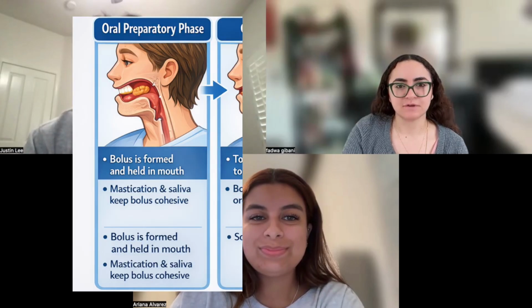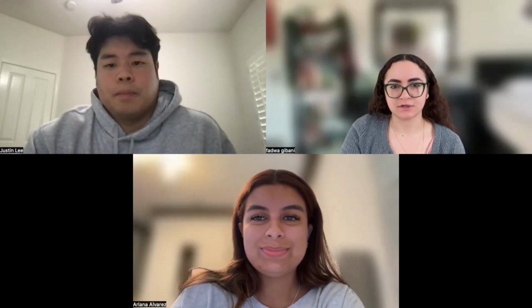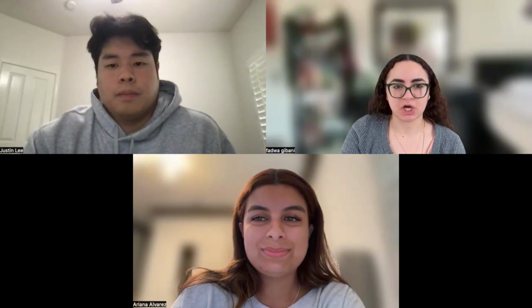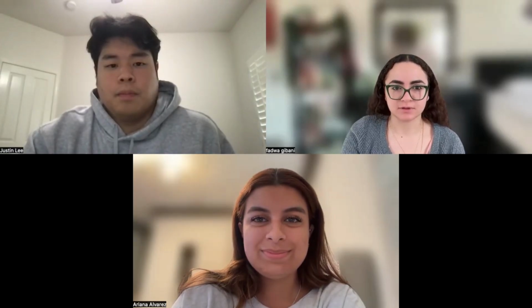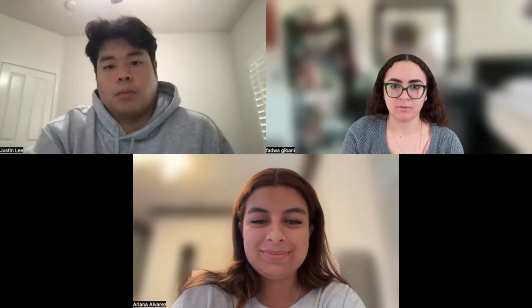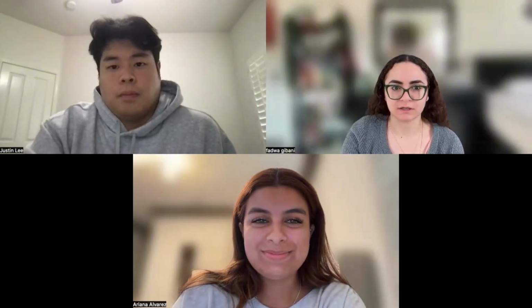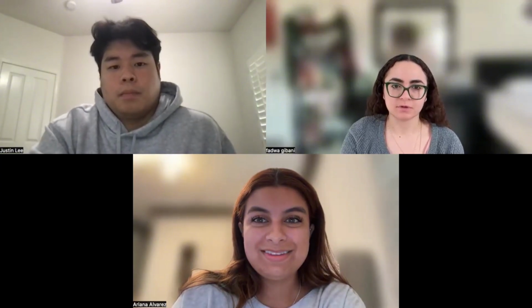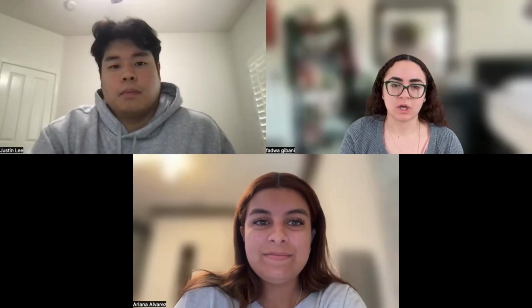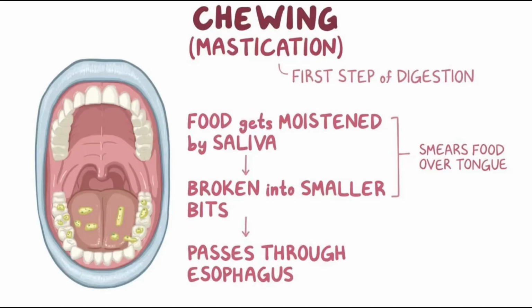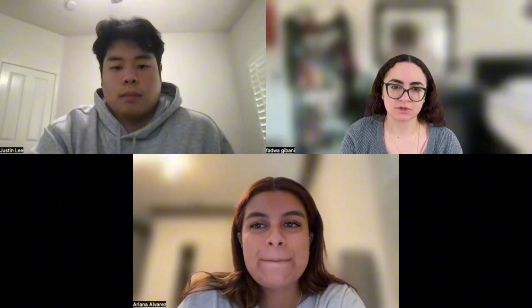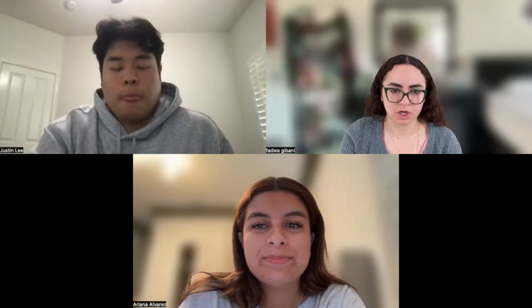The oral preparation phase is voluntary and involves coordinated activity of the lips, jaw, tongue, teeth, and buccal musculature to contain and manipulate the bolus. Adequate lip closure prevents anterior loss, while buccal tension reduces pocketing in the lateral sulci. Saliva promotes lubrication and bolus cohesion. Bolus consistency impacts oral demands. Solids require mastication, which is mediated by brainstem central pattern generators coordinating rhythmic jaw movement.